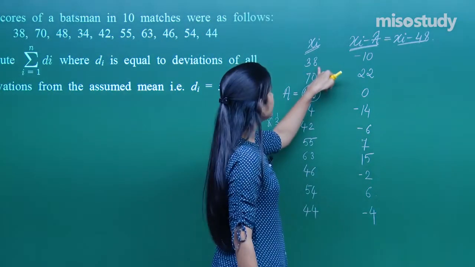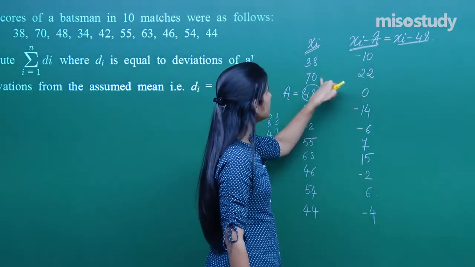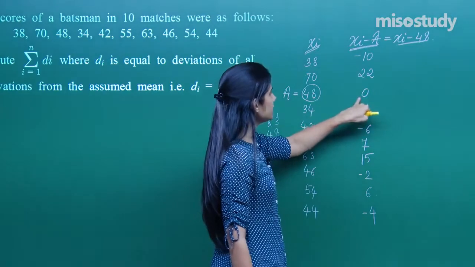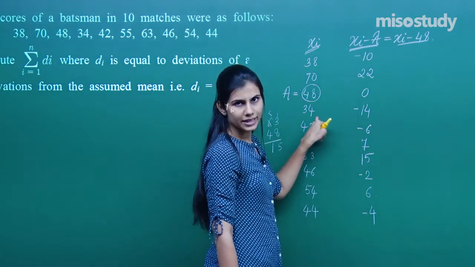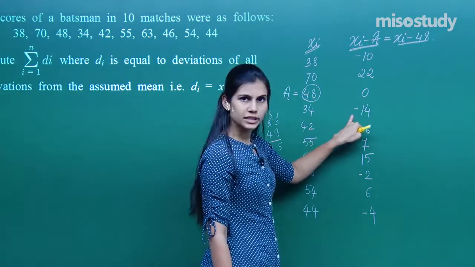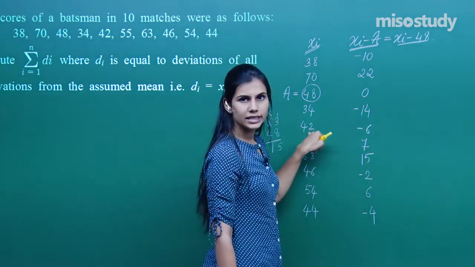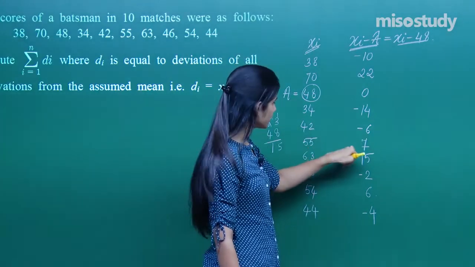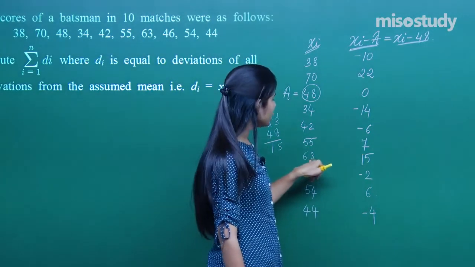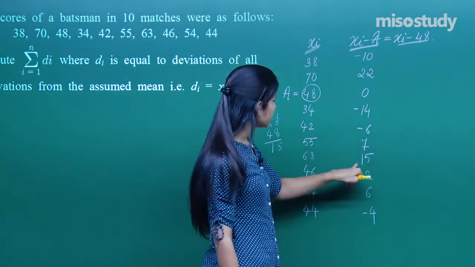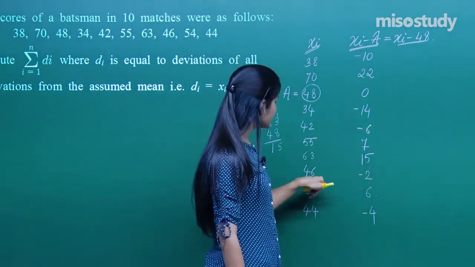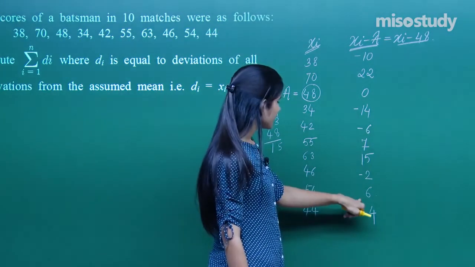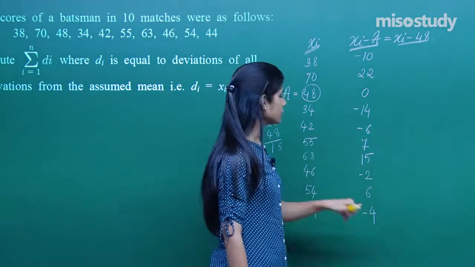Let's check. 38 minus 48 gives me minus 10. 70 minus 48 gives me plus 22. 48 minus 48 gives me 0. 34 minus 48 gives me minus 14. 42 minus 48 gives me minus 6. 55 minus 48 gives me plus 7. 63 minus 48 gives me positive 15. 46 minus 48 gives me minus 2. 54 minus 48 gives me 6, and 44 minus 48 gives me minus 4.